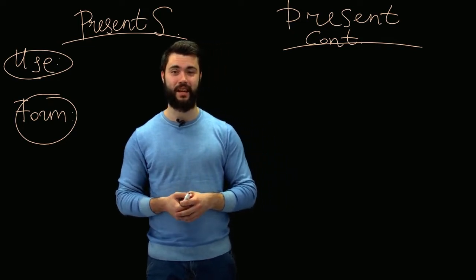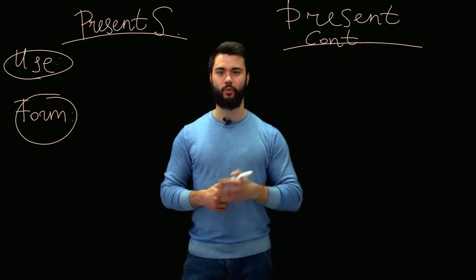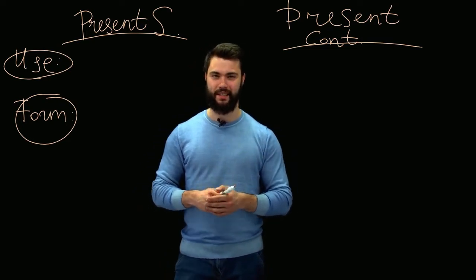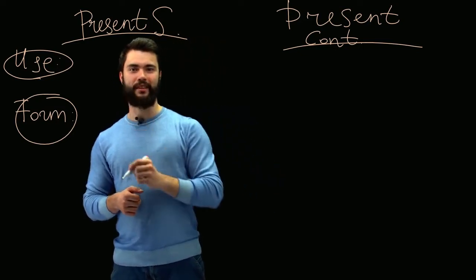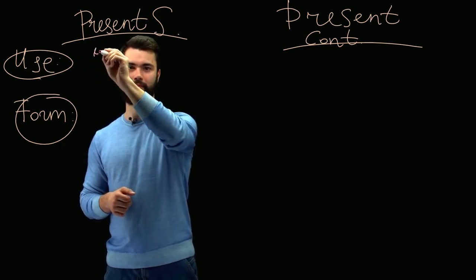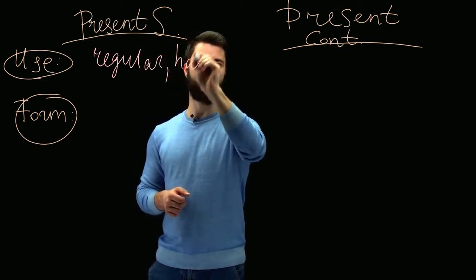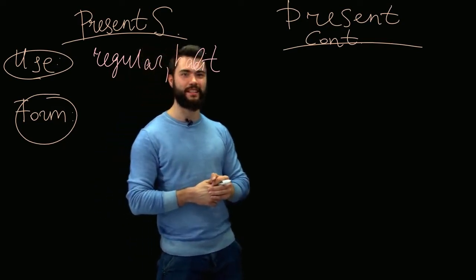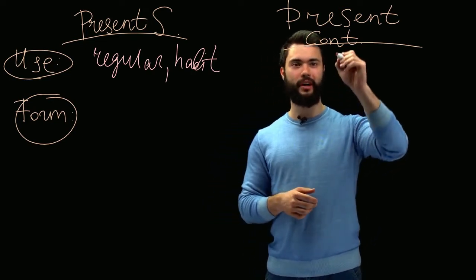Present continuous tense. In particular, we will discuss the use, the form, and some examples on which we will understand how and when we should use these tenses. So let's begin with the use. We use the present simple tense when the action in the sentence is regular or habitual. On the contrary, we use the present continuous tense when the action is happening at the moment of speech, or right now.